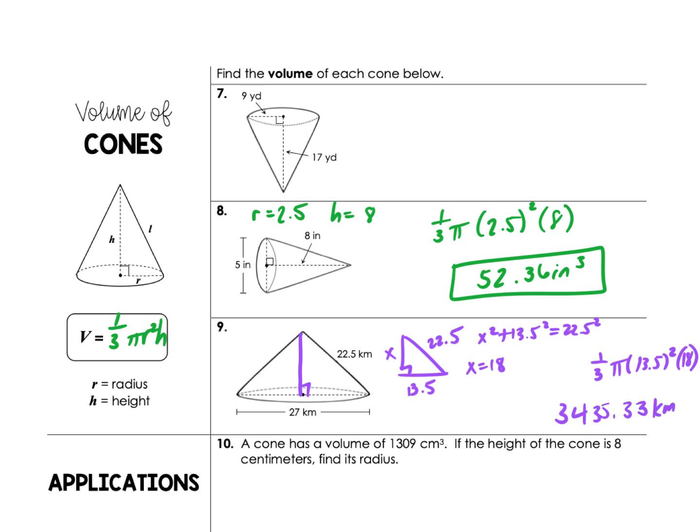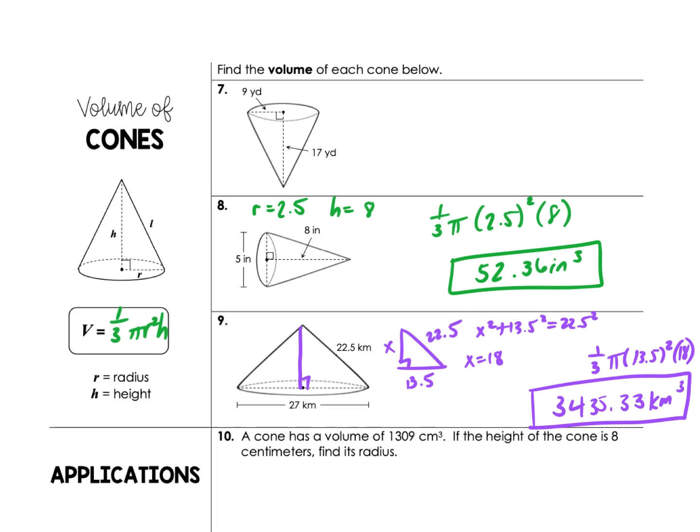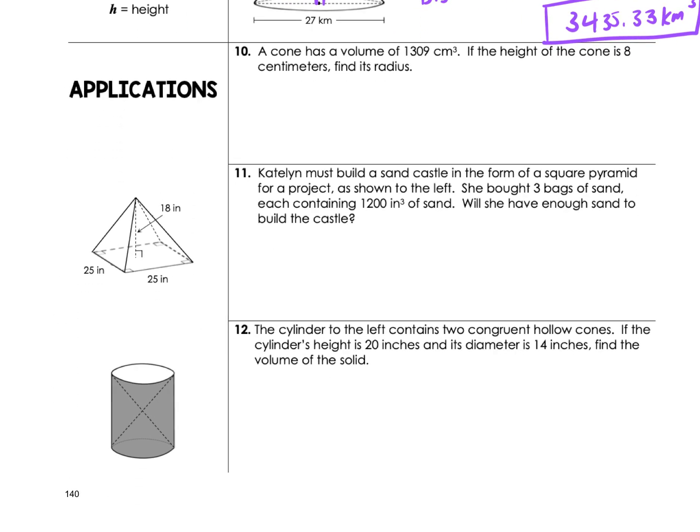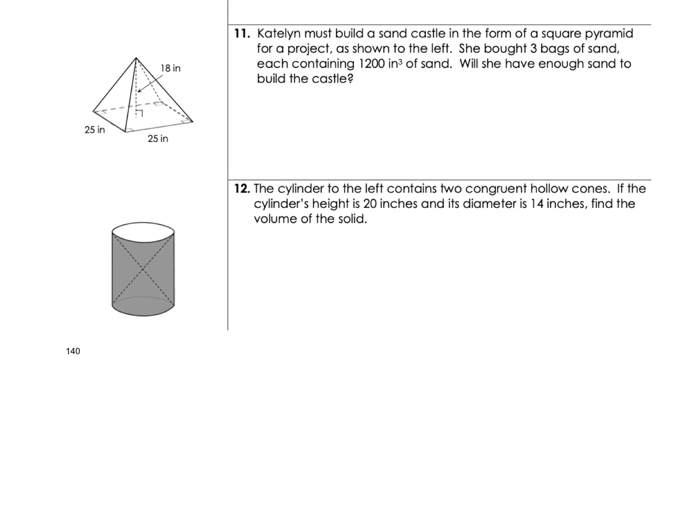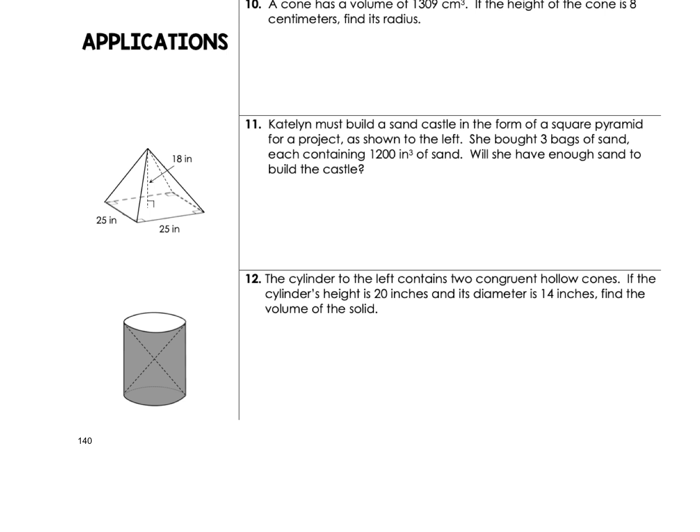3,435.33 kilometers cubed. For all of these, go ahead and round to 2 decimal places when you're doing them, okay? All right, the difference on these is it's just words that you have to then know visually what that means, okay? Look at number 12. That one's a little bit harder.